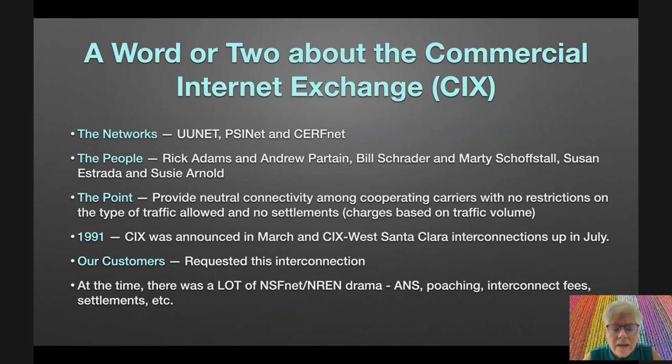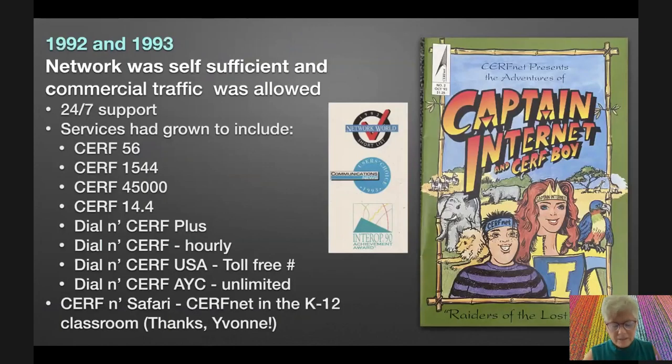This was the first time that full commercial traffic was allowed over the internet. And this model is actually still in place today for many internet providers. At the time, there was this drama, ANS poaching internet fees, interconnect fees, settlements, et cetera. This was our way around that, and it worked pretty darn well since it's still there today.